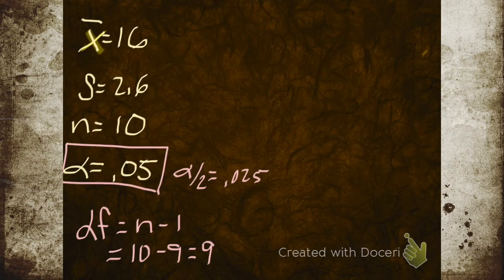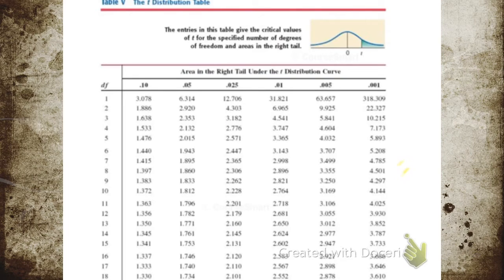Why? Because our confidence interval is going to be x bar plus or minus our error, which is going to be our t alpha over 2 times s divided by the square root of n. It's the average plus and minus the margin of error. So we're looking for 0.025.